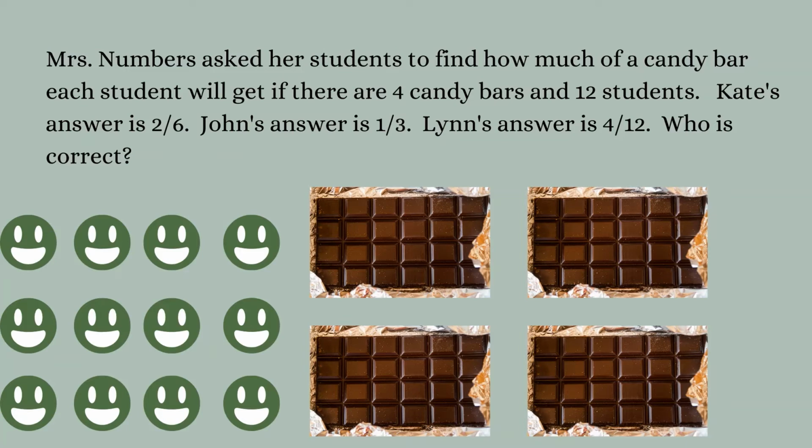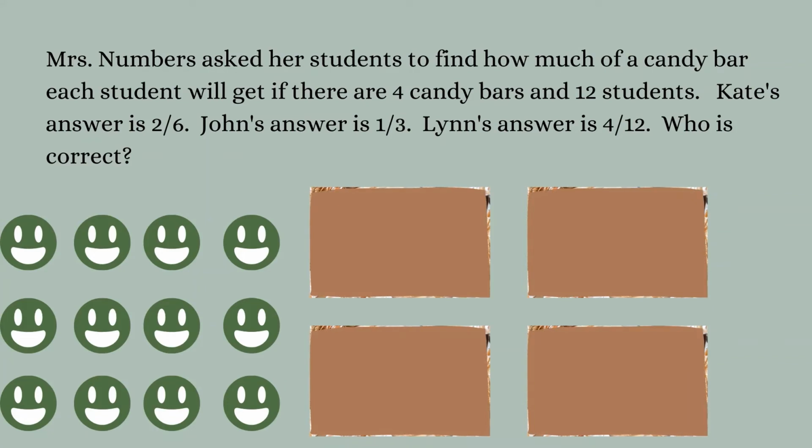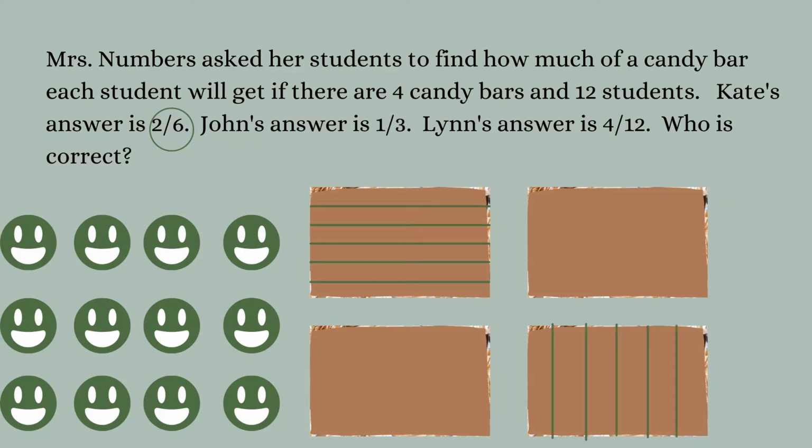Let's get these bars partitioned and see what fraction of a candy bar each person gets. We're going to blur out the candy bars so that we don't have to use the lines that are already in the chocolate. Starting with 2/6, which was Kate's answer, let's see what it might look like and check and see if she's correct. 6 in the denominator means that the candy bars each need to have a total of 6 pieces. We can draw lines this way, horizontal, or we can draw them this way, vertical. The horizontal lines are skinny, long pieces, and the vertical lines are shorter and wider pieces.